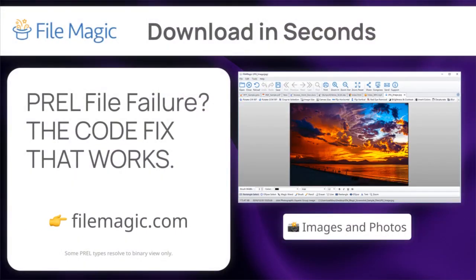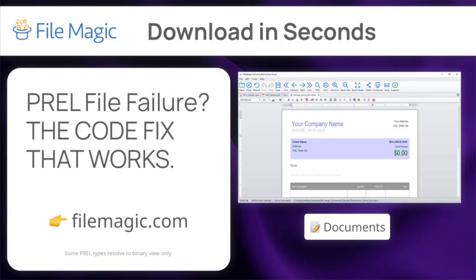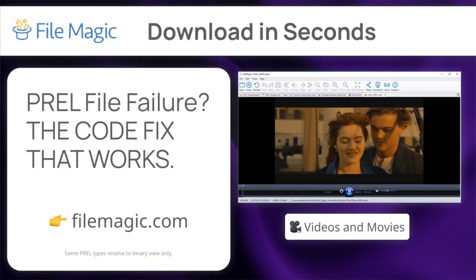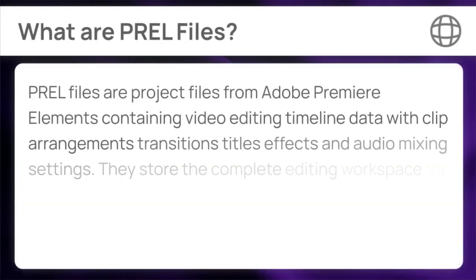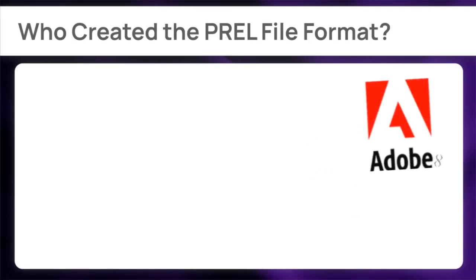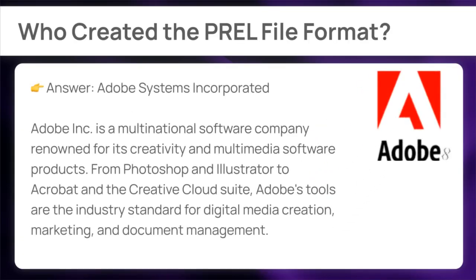The efficacy of this tool hinges on the speed and analysis power of a single PREL file inspection program that services hundreds of formats. PREL files are project files from Adobe Premiere Elements containing video editing timeline data with clip arrangements, transitions, titles, effects, and audio mixing settings. They store the complete editing workspace for consumer video production, linking to source media files for non-destructive editing.